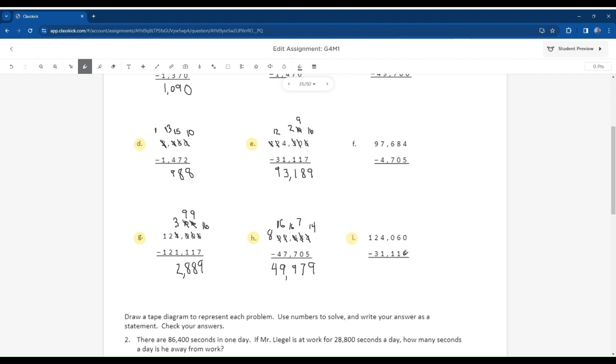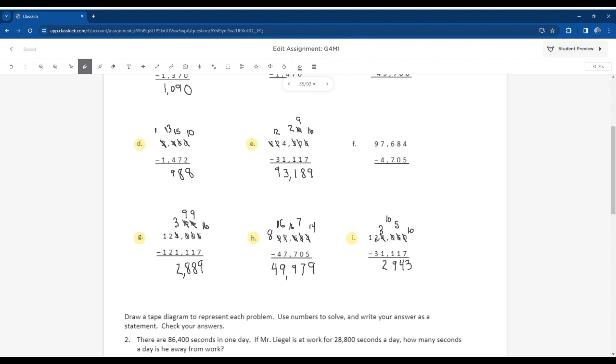And last but not least, letter I. 0 minus 7, not able to do. I do have some tens that I can take from, so I'm going to regroup 6 tens for 5 tens and 10 ones. 10 minus 7 is 3. 5 minus 1 is 4. No hundreds, take away 100s. Got to regroup. So I'm going to regroup 4 thousands for 3 thousands and 10 hundreds. 10 minus 1 is 9. 3 minus 1 I'm able to do, which is 2.